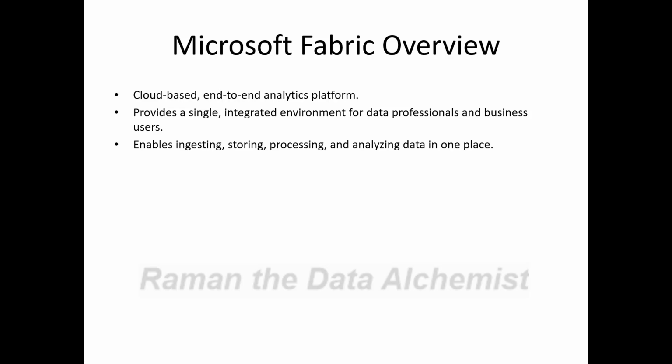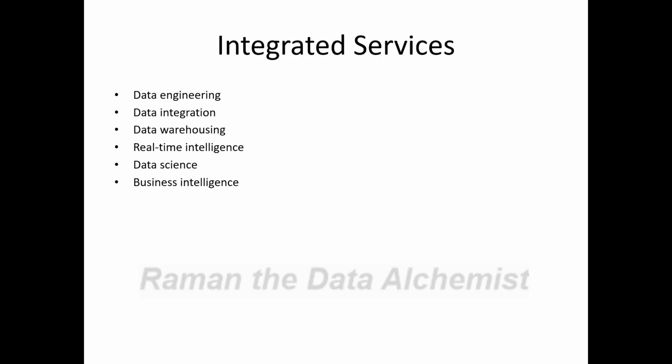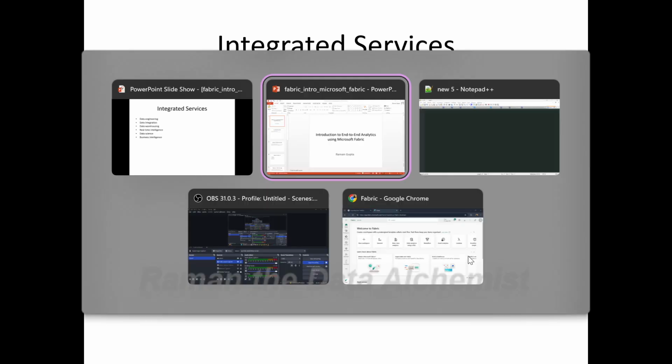So currently, Microsoft Fabric includes these main experiences: data engineering, data integration, data warehousing, real-time intelligence, data science, and business intelligence. We have Data Activator inside real-time intelligence. So I'm just going through our interface one more time. Let me show you what was there earlier and what we have now.